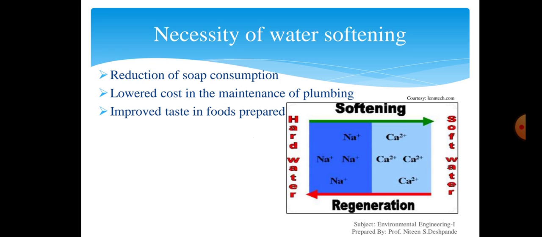So in the diagram we can see that hardness and softness are basically caused because of calcium and magnesium ions. If we separate these ions from the hard water, then the water will get soft.